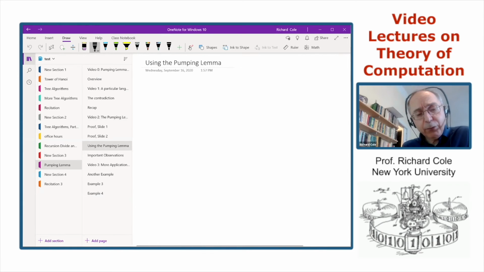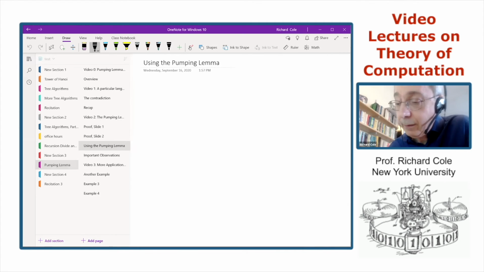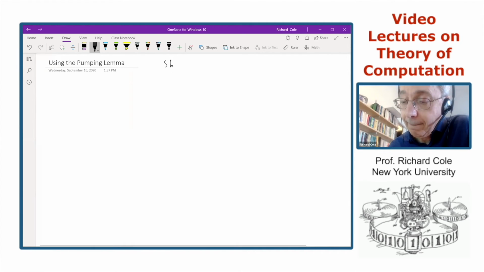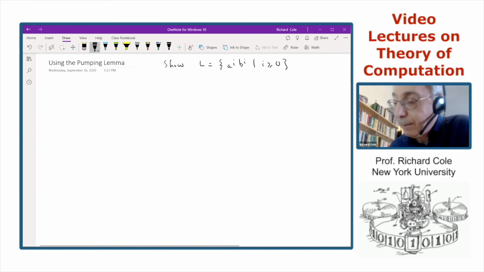Now, how do we use the pumping lemma? Supposing I want to show L equals a^i b^i, for i greater than or equal to 0, is not regular.